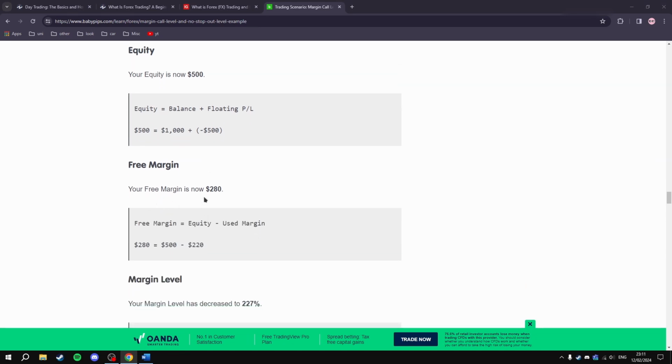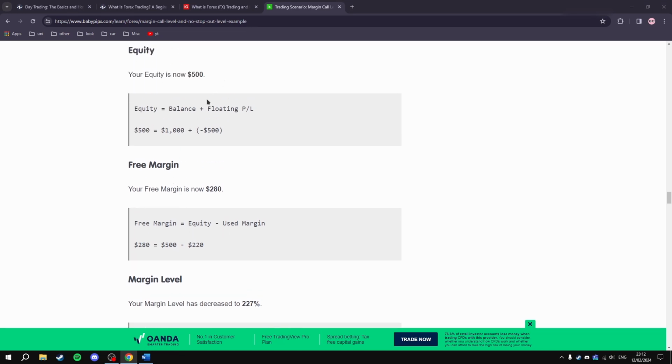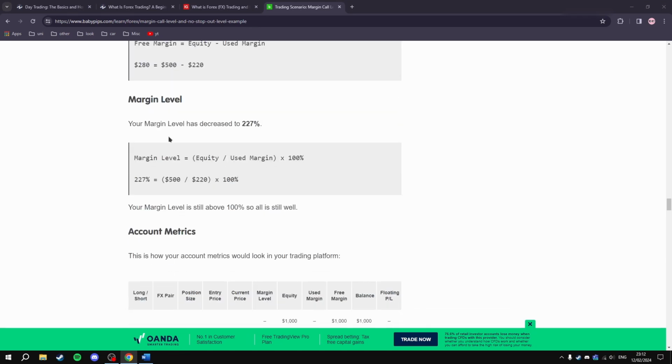Your free margin is now at 280. Free margin is equal to equity minus used margin. Your equity is $500. Your used margin is 220, so your free margin is at 280. Your margin level is decreased to 227% because margin level is equal to equity divided by used margin, which is 500 divided by 220 times 100%, which gives you 227%. Your margin level is still above 100%, so all is still well.